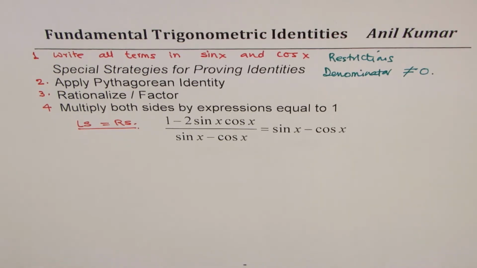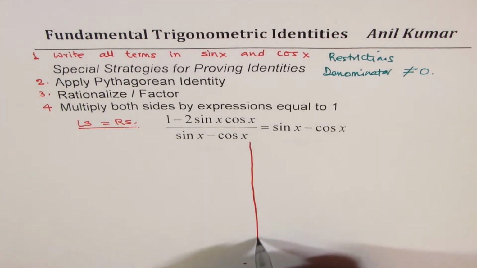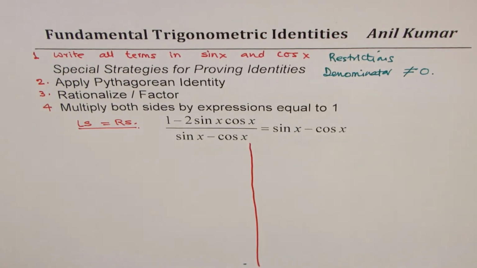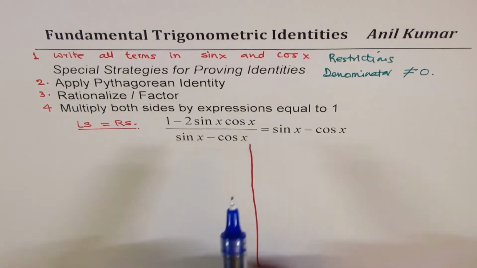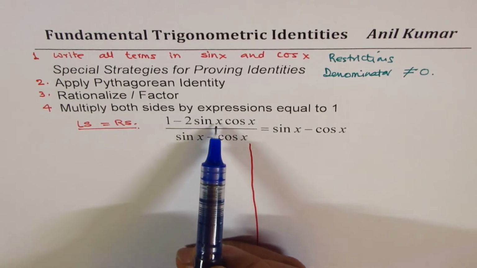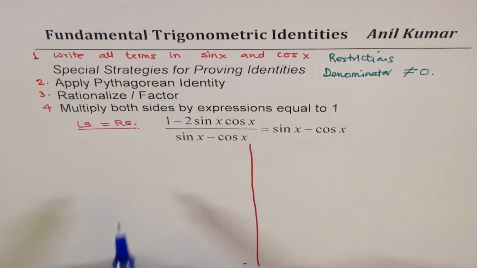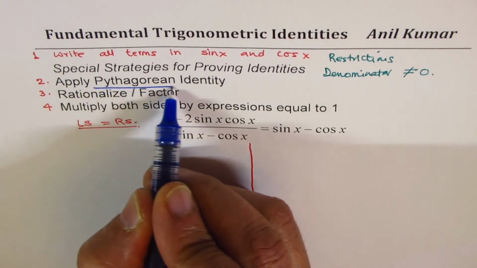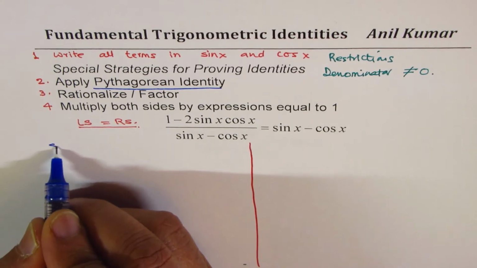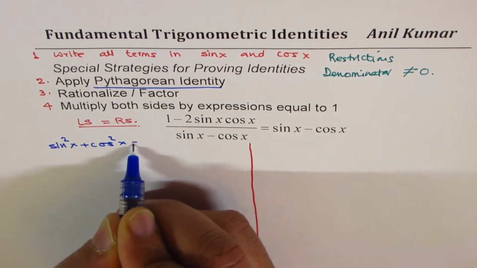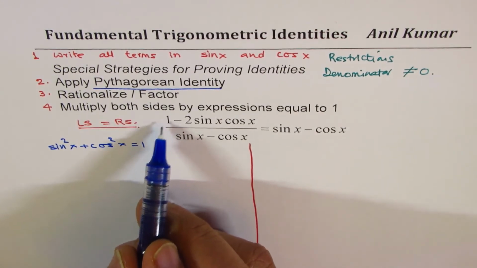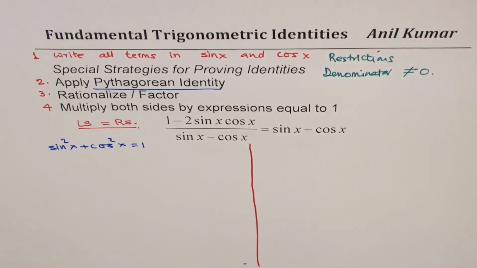Here I will show you 2 different strategies, and then we'll see how we can apply different strategies to prove any identity. Here we have (1 minus 2 sin x cos x) divided by (sin x minus cos x). What we can do here is apply the Pythagorean identity, which is sin square x plus cos square x equal to 1. So I can replace this 1 with sin square x plus cos square x.